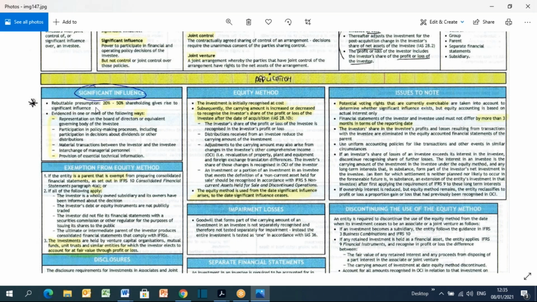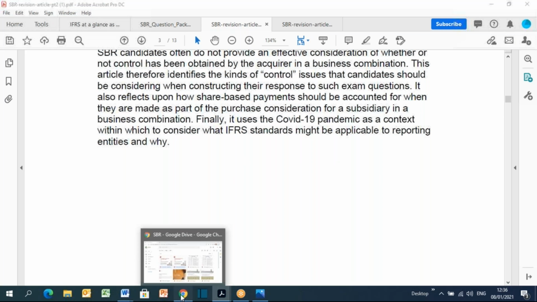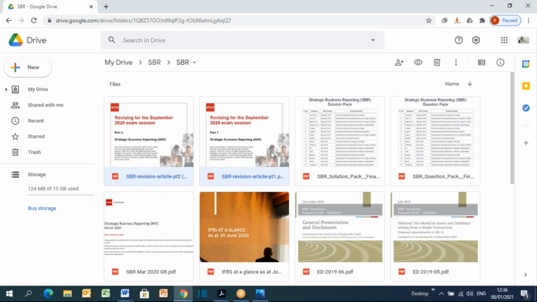This standard, IAS 28, with significant influence can be tricky. Read the question, spend time on the question, understand the question, because otherwise you'll act straight away and think about what the standard is saying, but you'll not read between the lines, and you are going to give a wrong answer. You'll find so many answers in these part 1 and part 2 suggested answers. So yes, have a look at this, and like I said, I've uploaded this on my Google Drive, so you can find them there.